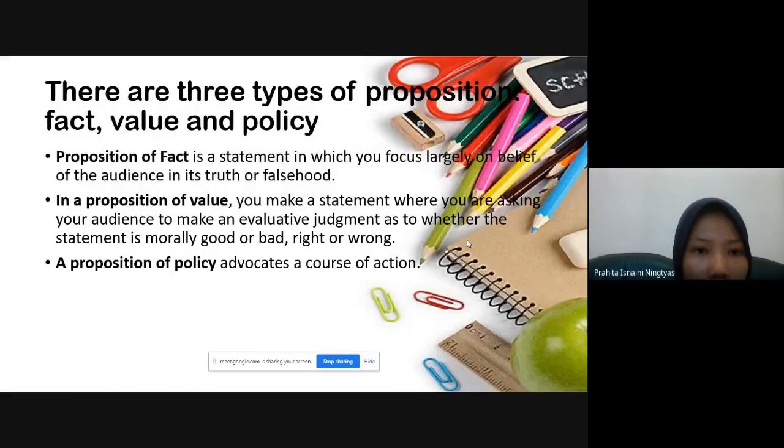And there are three types of proposition: fact, value, and policy. The first, a proposition of fact, is a statement in which you focus largely on the belief of the audience in its truth or falsehood. In a proposition of value, you make a statement where you are asking your audience to make an evaluative judgment as to whether the statement is morally good or bad, right or wrong. And the last, a proposition of policy advocates a course of action.